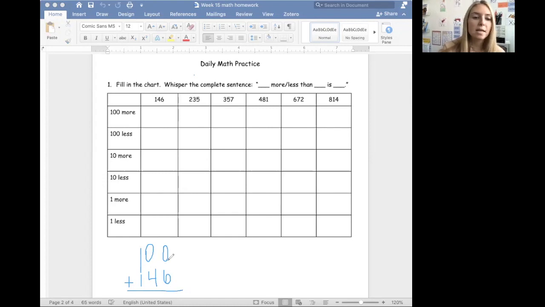Start in the ones. 0 plus 6 is 6. 0 plus 4 is 4. 1 plus 1 is 2. Okay, that's one of the strategies they could use.